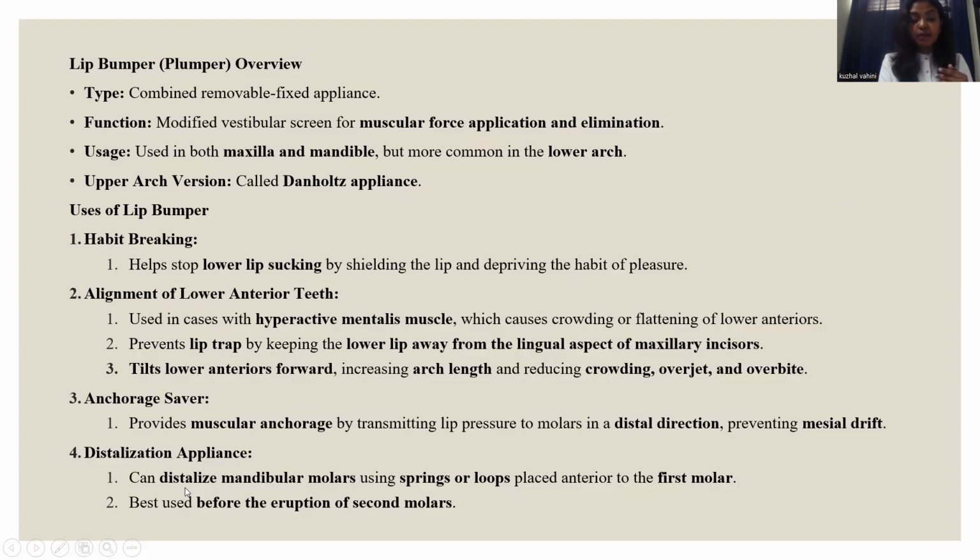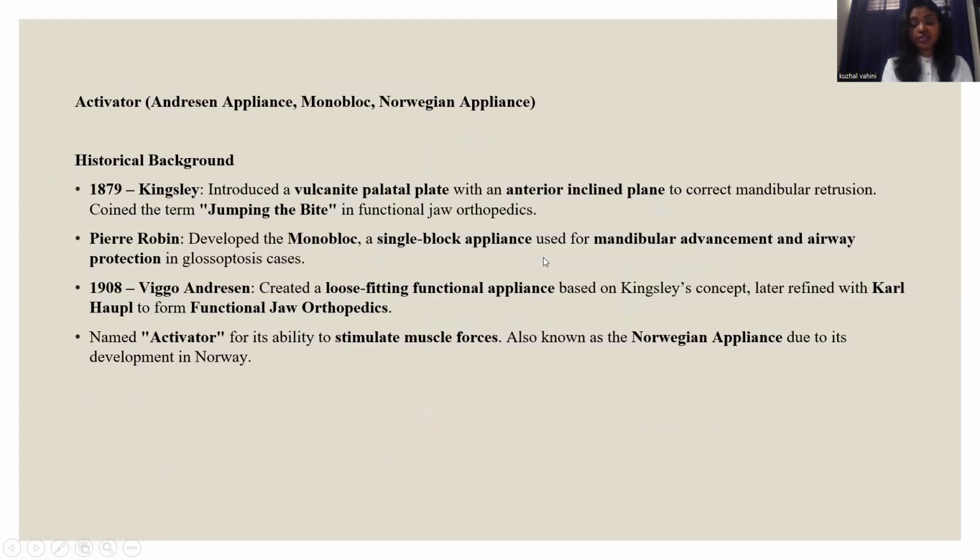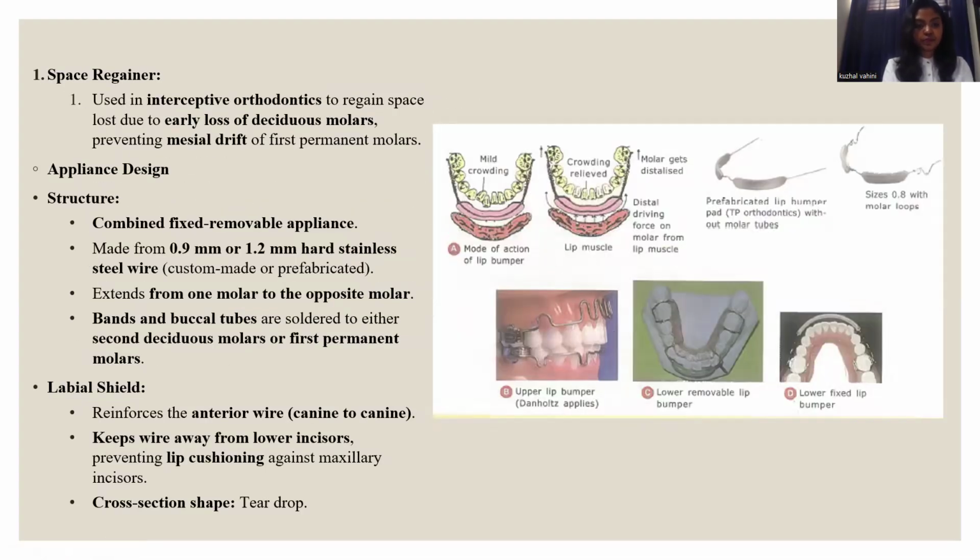Then we have the distalization appliance. It can distalize the mandibular molars using springs or loops. These are best used before the eruption of second molars. They also act as space regainers in interceptive orthodontics to regain space lost due to early loss of deciduous molars, preventing the mesial drift. So this is the structure of the appliance. Here we can see the appliance, which is made of hard SS wire, soldered to the molar bands. Then we have an acrylic portion in the anterior region to relieve the muscle forces or to transmit the forces, depending on what type of action we need.